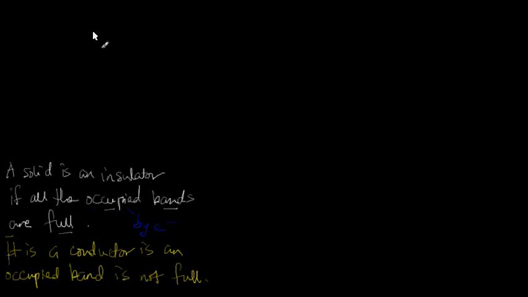So let me try and draw this. Now for the band, instead of drawing lots and lots of lines, I'm just going to draw a box, and this area represents lots and lots of lines for one band, and another area here perhaps could mean another band with lots and lots of energy levels inside.